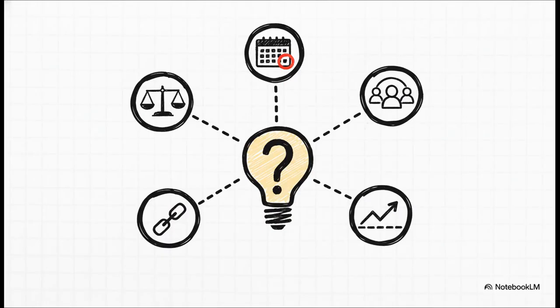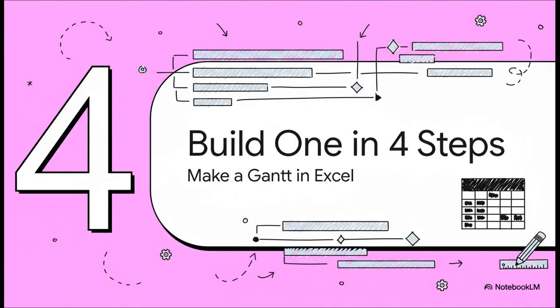Got a project with a non-negotiable deadline? You need one. Trying to coordinate more than one team? This is your single source of truth. Your boss keeps asking for a visual timeline? Here you go. And most importantly, if some tasks have to be done before others, a Gantt chart isn't just helpful, it's absolutely essential.